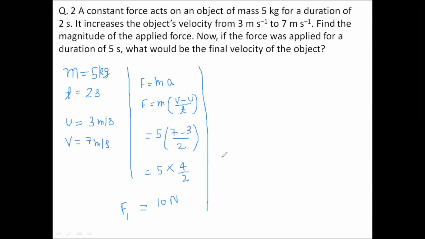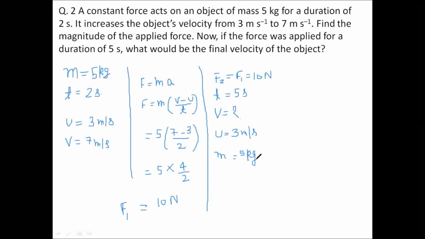Now it says, if the force was applied for a duration of 5 seconds, this is case number 2. Instead of time 2 seconds, if force is applied for 5 seconds, what would be the final velocity? So we need to calculate the final velocity. We already calculated the force, so F2 can be taken as the same force, that is 10 Newton. The initial velocity remains the same. There's only a change in the duration of the force applied.